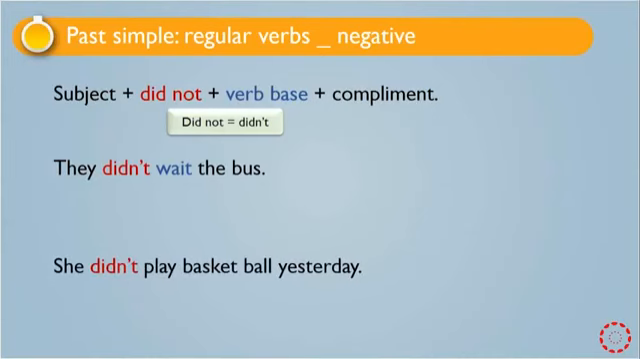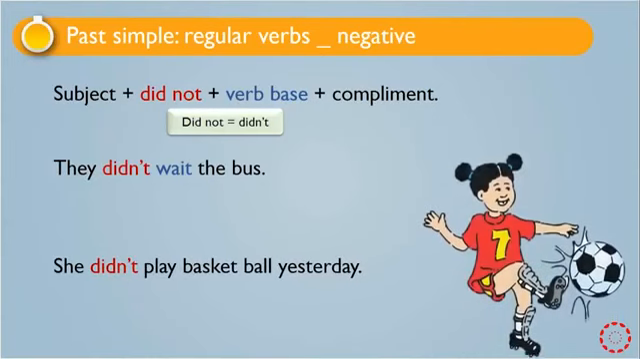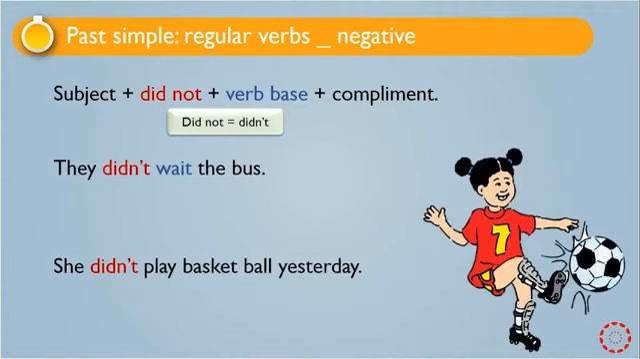She didn't play basketball yesterday. Again, we have didn't. Play, we don't say played. We have to write the base form of the verb because we have didn't.